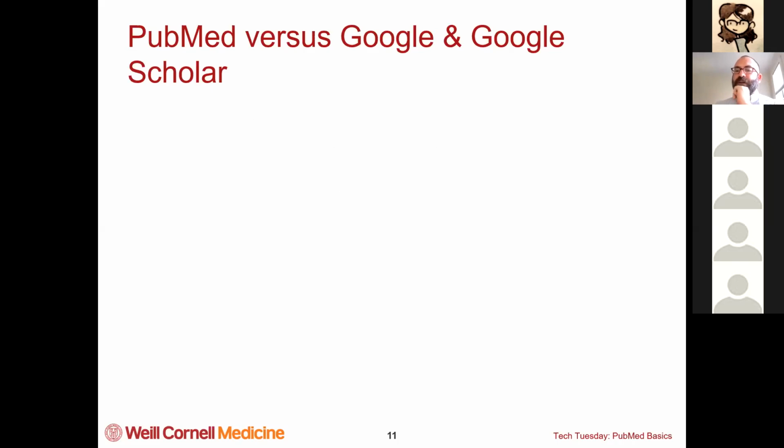So what are some advantages of PubMed compared to searching, say, Google or Google Scholar? Feel free to share your thoughts in the chat. So one is, because the indexing is done by humans, MEDLINE and PubMed both are designed and have features that help you find evidence faster and more efficiently.